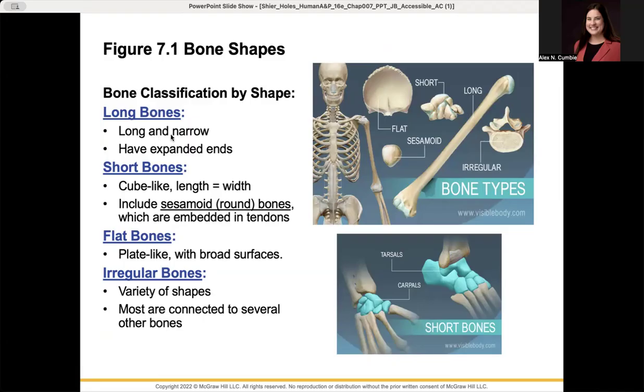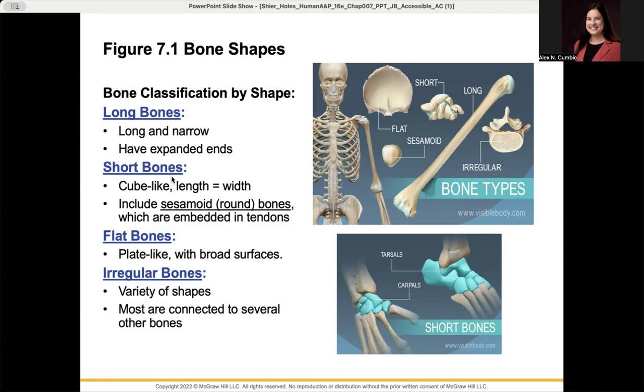A lot of the bones in our arms and legs are termed long bones. They are long and narrow. You can see an example right here. This is the humerus in the upper arm. Typically they have a narrow shaft here, and then the ends are expanded with the head and then the end of the bone. Those are long bones typically found in the arms and legs.